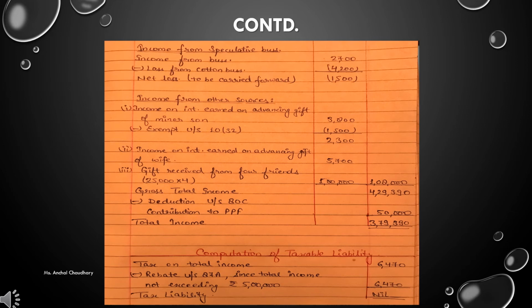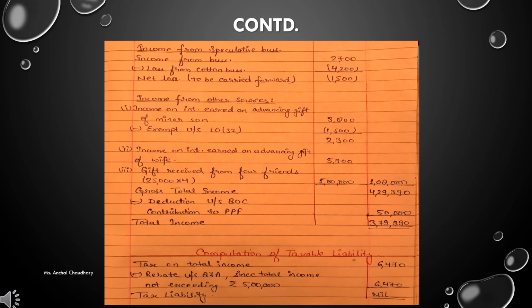Next is income from other sources. Income from other sources will include that, students, if you can see, there is a clause given that Mr. Siddhant has gifted some amount of money to his wife and son, right? And he has advanced it to some other person. So after advancing that income, he is receiving some sort of interest on it. So that interest will be taxable under income from other sources.